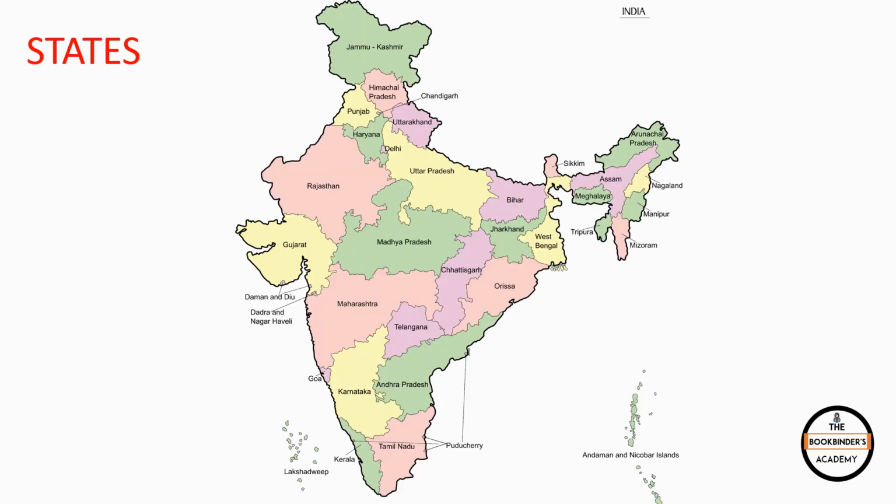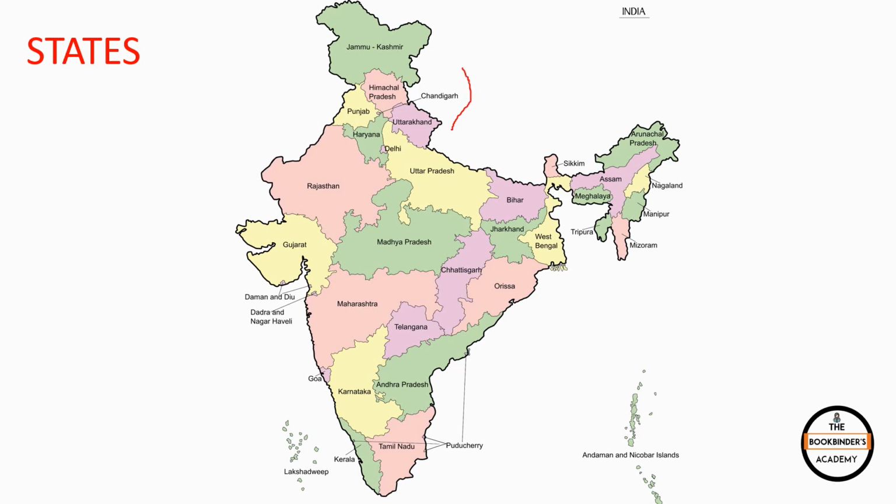So let's start with the states. Now, 29 states. We have the map of India here. It's going to be very difficult to remember everything about all these 29 states all together. It is going to be difficult as well as boring. So I have developed a trick so that you can remember this information in smaller groups and you can remember it easily. So let's just cut this map into 4 different parts.